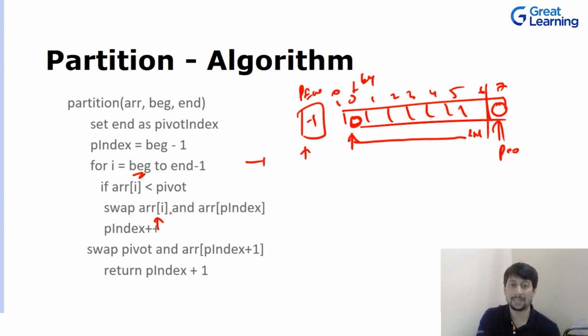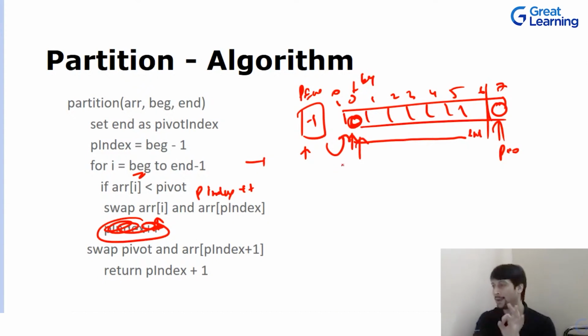P index is currently at -1, so we need to change it from here to here. We first increment our p index, so we are currently at this location. We swap this element with itself. You might be thinking this is a redundant step. No, I am mentioning it explicitly here so that you can see the difference, and why we are swapping this number with itself.